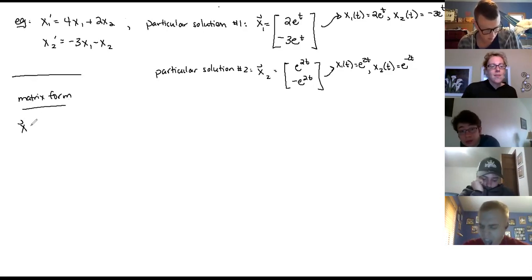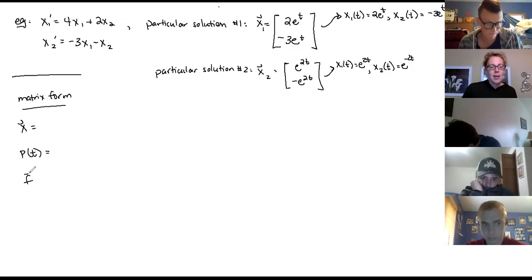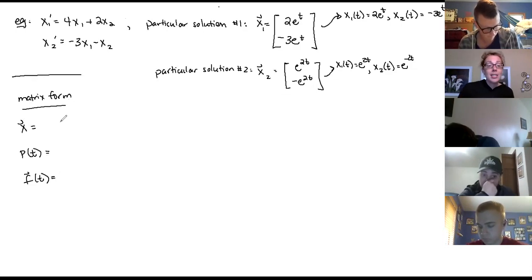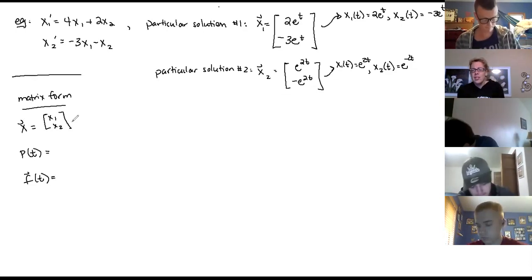That means I need my vector x, I need P of t, and I need my vector f of t. Those are the things that I need. I need my vector x. This one's easy. Vector x always stays the same. So this is just going to be x1, x2. It always stays the same in terms of however many functions you need.